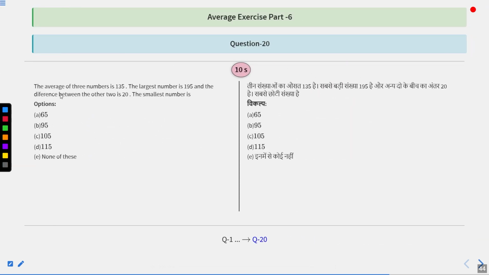Next one. The average of 3 numbers is 135. The largest number is 195 and the difference between the other two numbers is 20. The smallest number is? You have 5 options and 10 seconds to analyze the question. Your time starts now.